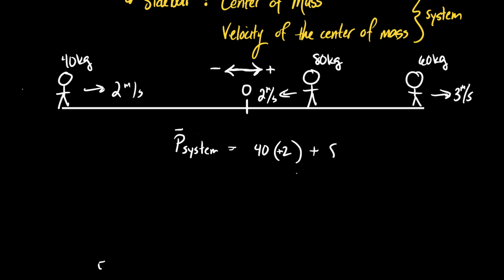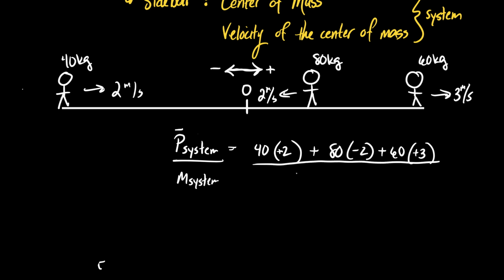Plus the second person's mass times their velocity. Got to take the direction into account. Plus the last person's mass times their velocity. This will give me the momentum of the system. Now, if I want the velocity of the center of mass, divide by the mass of the system. That's still just 180 kilograms. This will give me the velocity of the center of mass.